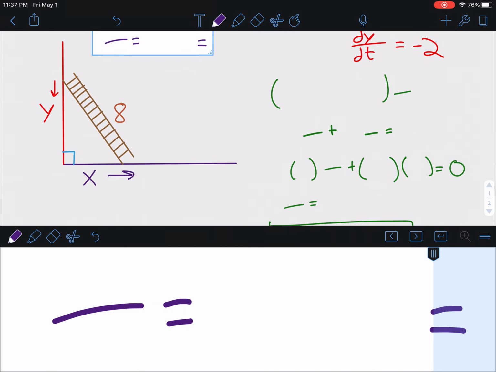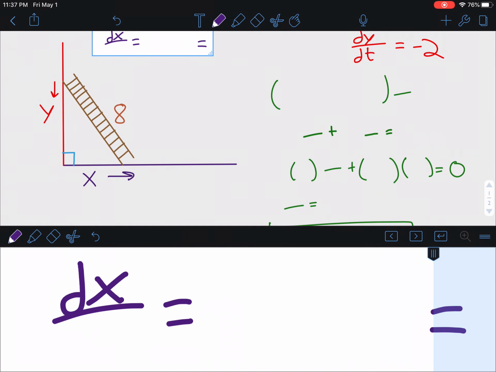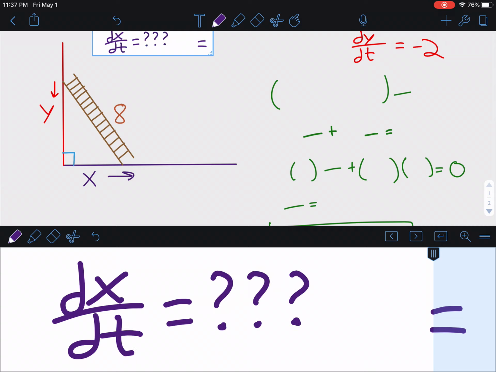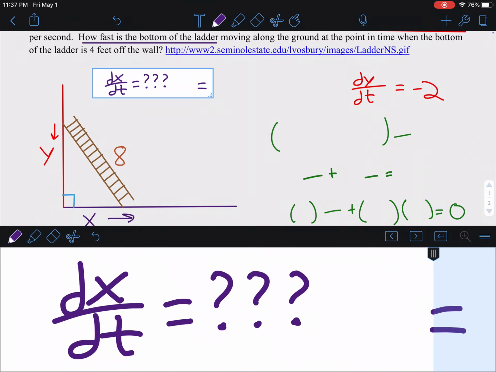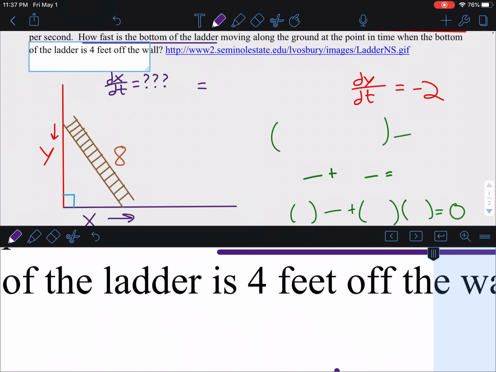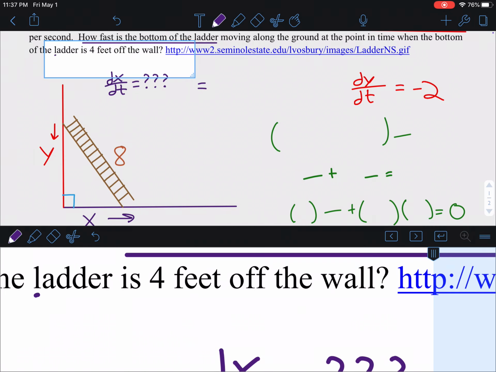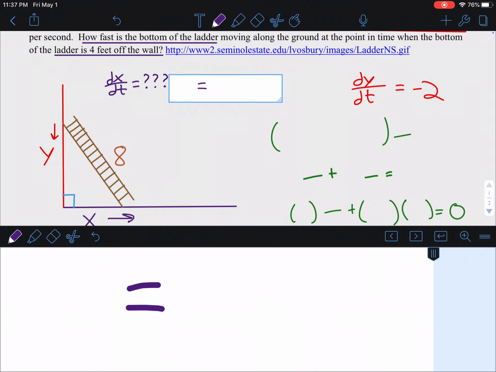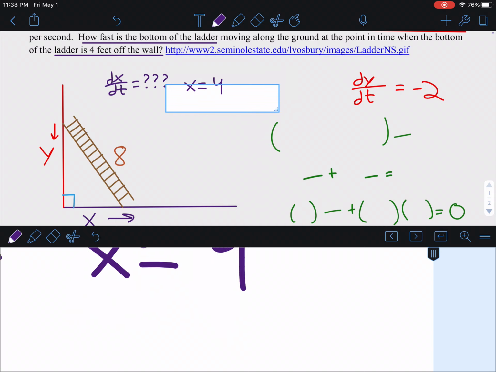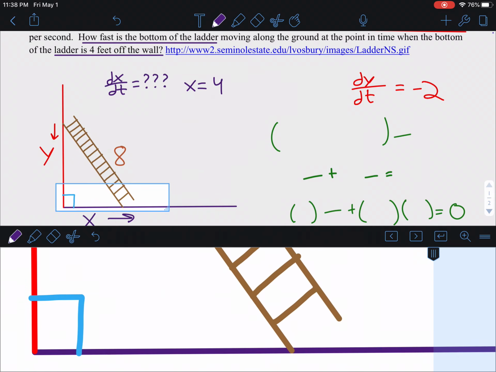And so that is represented by x in my picture. And so I am solving for dx/dt, and that is what I want to relate. And it says at the point in time when the bottom of the ladder is 4 feet off the wall, so at that moment x is 4. Now that doesn't mean x is always 4. Again, you have to look at the scenario and visualize the motion, understand the motion that's happening here.